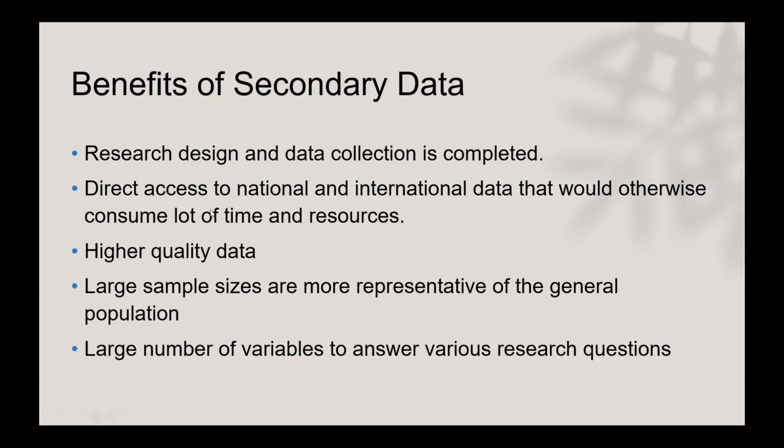Second, we have direct access to national and international data that would otherwise be a very time consuming process, and most importantly, would consume a lot of resources. So here, sitting in the United States, you have access to data from the United Kingdom, or any other nation like maybe Kenya, or data from China. You can have data from a lot of different countries. So this is another advantage of a secondary data set.